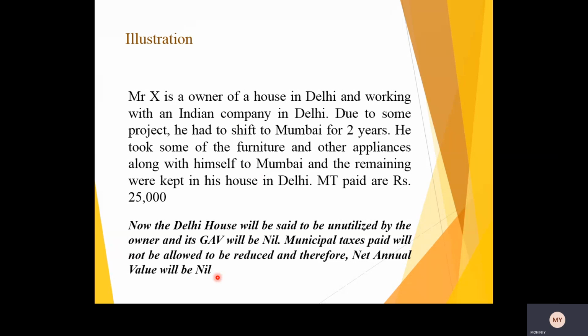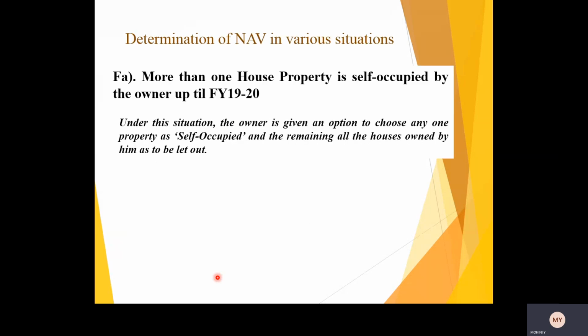Next is, more than one house property self-occupied by the owner up till financial year 2019-20. Up till financial year 2019-20 means assessment year 2020-21.